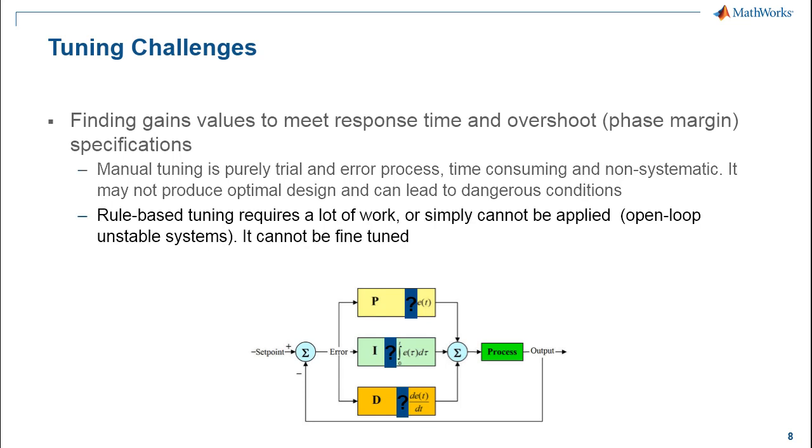the optimal design. PID control became popular because people figured out some rule-based tuning methods, such as Ziegler-Nichols. Those have limitations too. They cannot be applied to some types of systems, for example open-loop unstable systems, and the design that you get cannot be easily fine-tuned. So for example, if you want to make it a little faster or slower, there is no easy way to do that. So we have a solution for that.